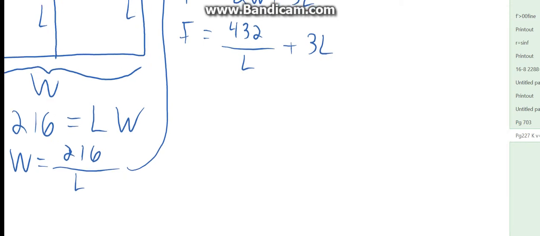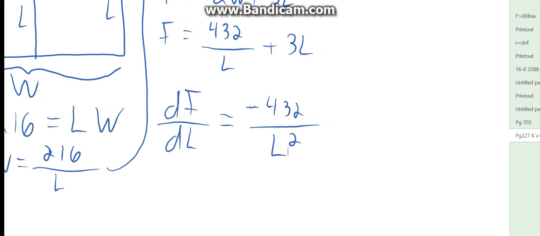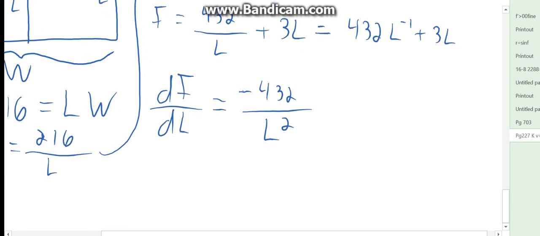Okay? So remember we have discussed if you're deriving a fraction like 432 over L and the numerator is just a constant, you don't need to do the quotient rule. You just get negative 432 over L squared, and that's really just the power rule. All right? What I'm doing there, gang, and this is something we've done a couple times, is I'm rewriting that as 432 times L to the negative 1. Okay? And we're doing the power rule. So you get negative 432 L to the negative 2. And then you derive the 3L, and that's just 3.